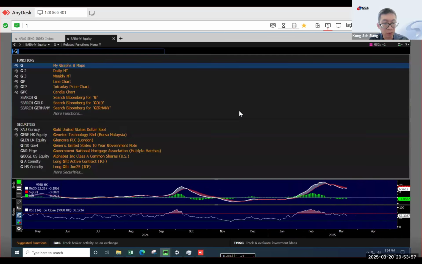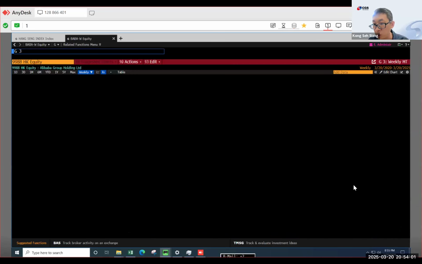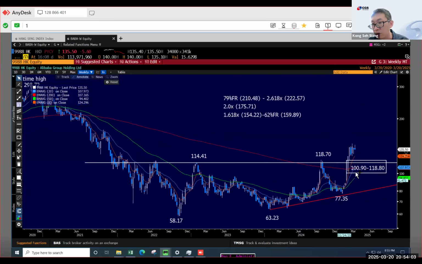I think the longer term range or buy zone is about 100 to about 119. So anywhere within this range is a good buy for the longer term. As you can see, with this head and shoulder pattern, if it pulls back to the neckline, that will again provide a nice entry level for Baba longer term. Short term, I think it can go either way. But if there is a spike, very likely it will be a short spike, then you see a pullback after that.